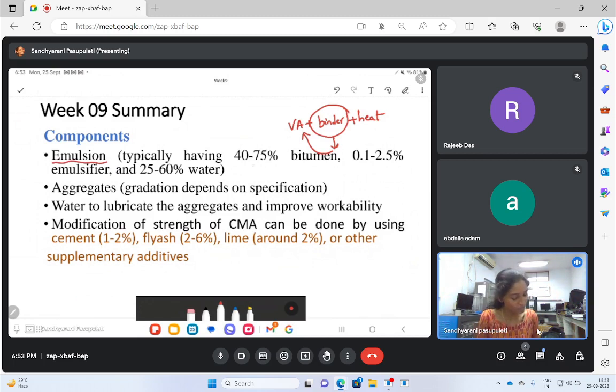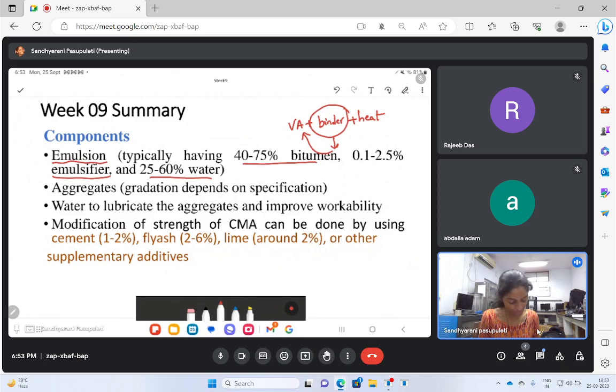So we have used some percentage of bitumen, and we have used some emulsifier, and also we have used water, and we have blended them in one equipment, and we have tried to reduce the viscosity of the bitumen. Then this emulsion would be coating the aggregates completely. So that is one of the processes.